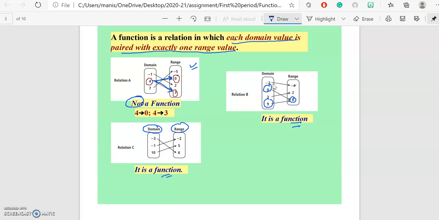So what is not a function? When you are having one x value which is paired with two different y values. So that is not a function.